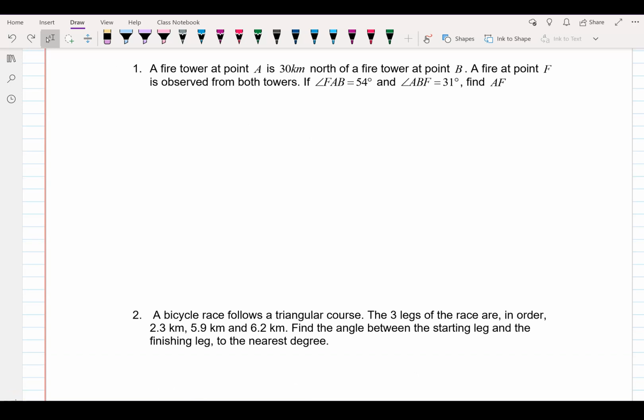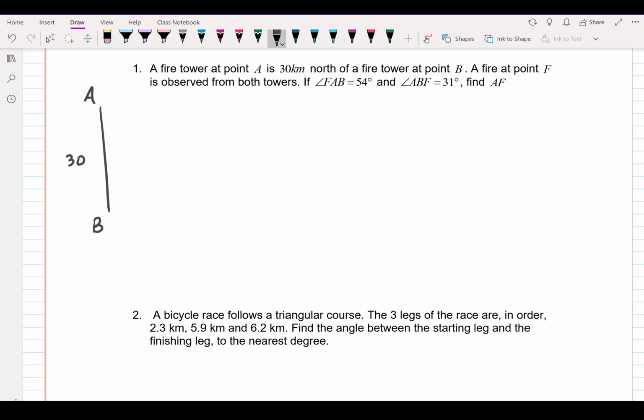A fire tower at point A is 30 kilometers north of a fire tower at point B. So you can tackle this in whatever order you want. I like to try drawing it first. So I have something north. Point A is north from the fire tower at point B, and I know that distance is 30 kilometers.